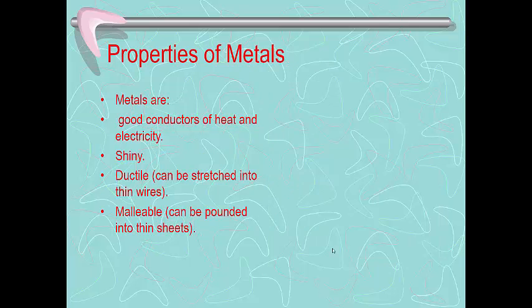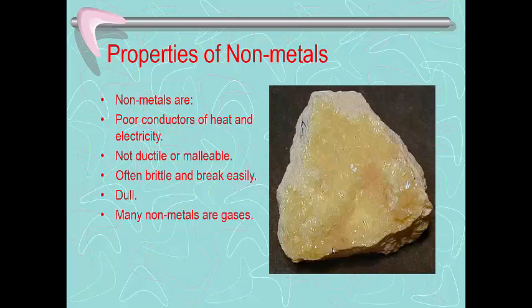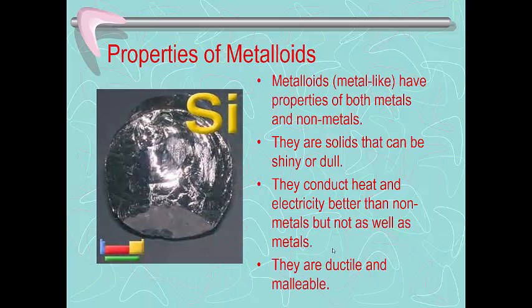Remember the in-between? You guys had those metalloids where the purple is. Okay, and since they sit right in between the metals and the nonmetals, they tend to have properties of both. Okay, they are solids most often, and they can be shiny or they can be dull. They can conduct heat and electricity better than nonmetals, but not as well as metals. They're also ductile and malleable, but not quite as much as the metals are.